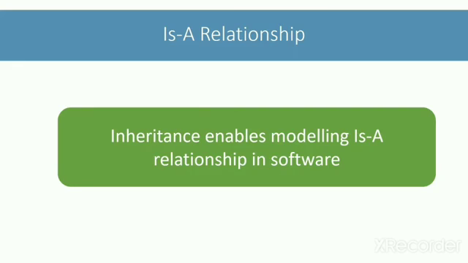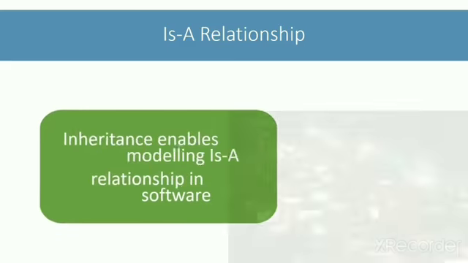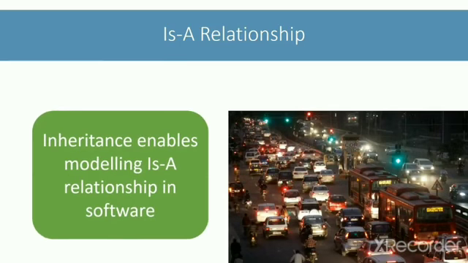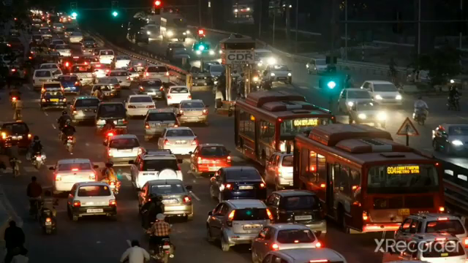I know, right now you're a little confused about what is-a relationships I'm talking about. So, as always, let's look at some examples to develop more intuition about these is-a relationships and concretely understand inheritance. Take the example of traffic on the road. What does this traffic consist of?